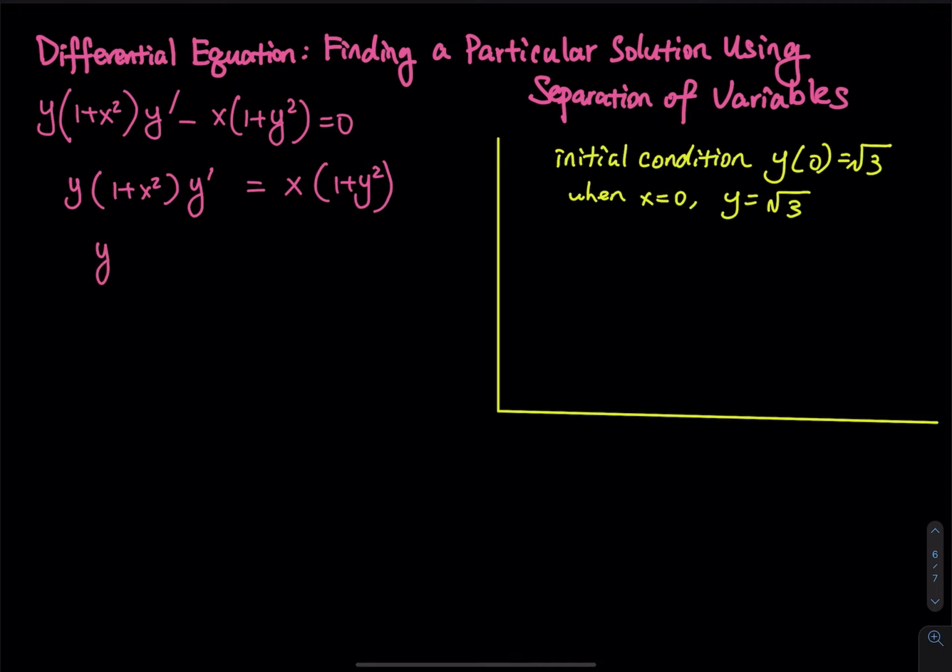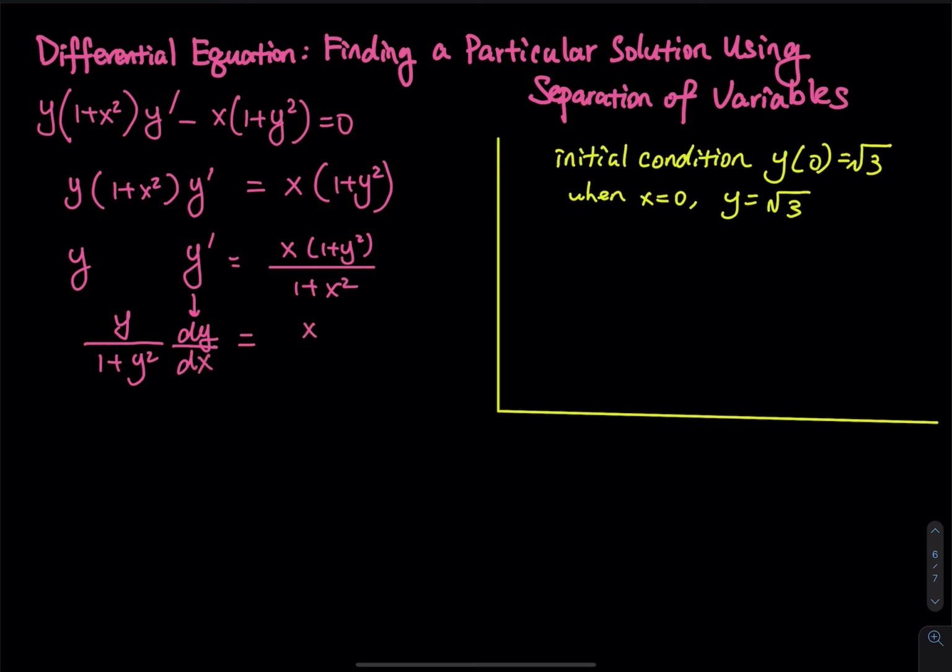So I have y times y prime equals x times (1 plus y squared) divided by (1 plus x squared). And then I have a 1 plus y squared in parentheses, so let's divide that quantity on both sides. Then we have y divided by (1 plus y squared). Let's push the y prime out: I'm going to write that as dy/dx. And then x divided by (1 plus x squared).